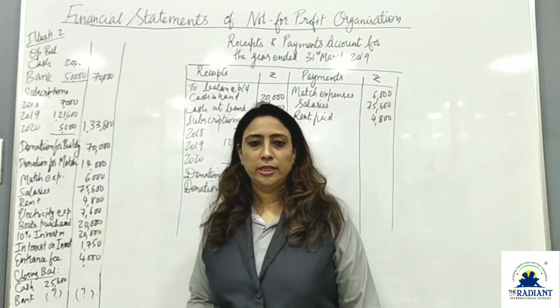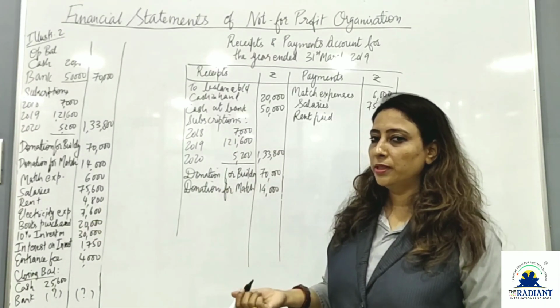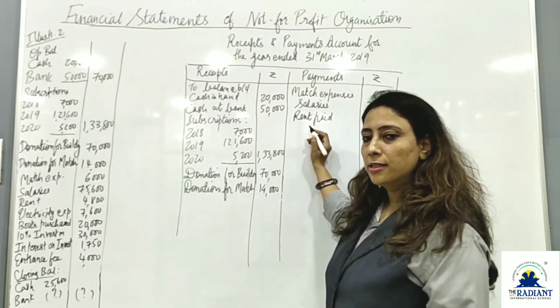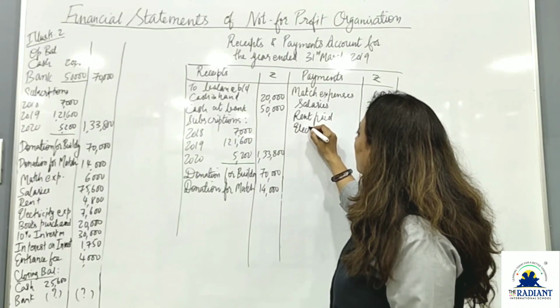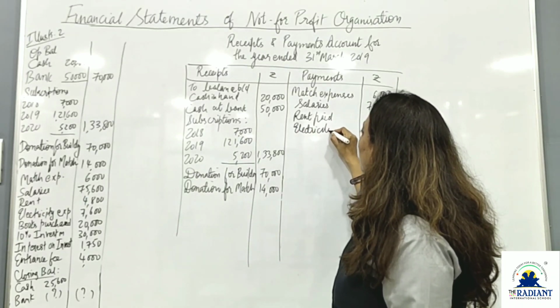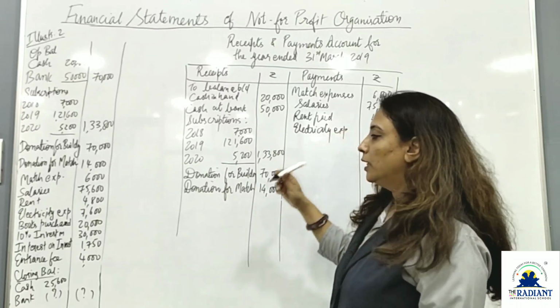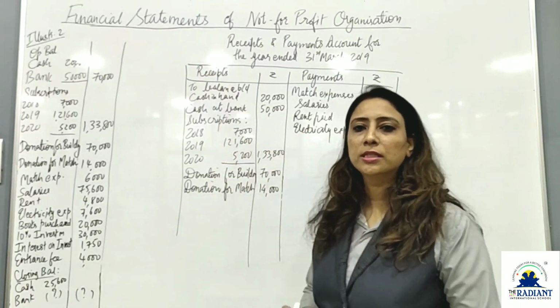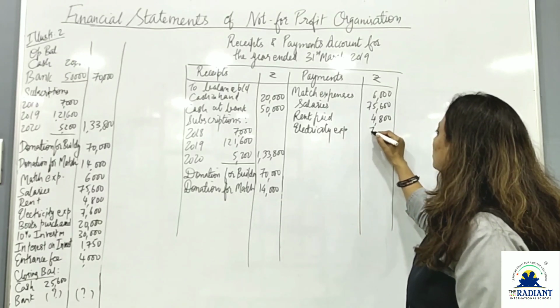Now electricity expense. Again the expense means on the payment side. Electricity expenses 7,600.